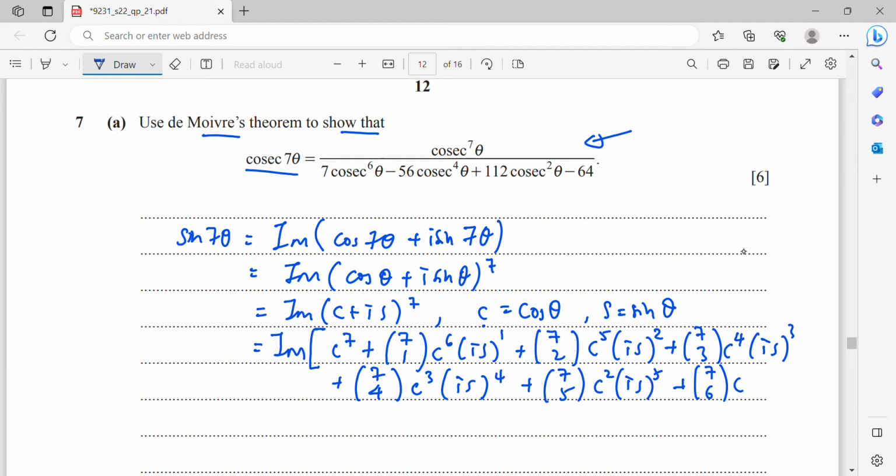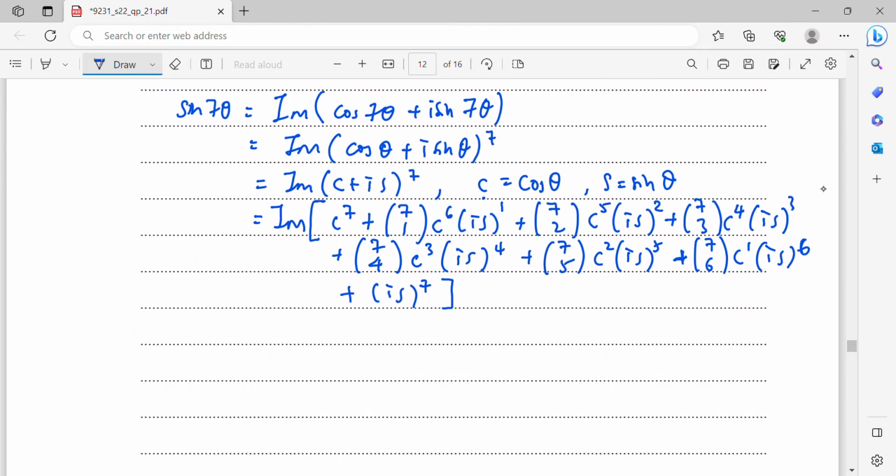This is what we are getting. Okay, so this is the full expansion that you get from binomial expansion. So now we need to simplify. So here I will write equals to Im of C7. 7C1 is 7. So 7 C6 IS1, which means that I will write IS.